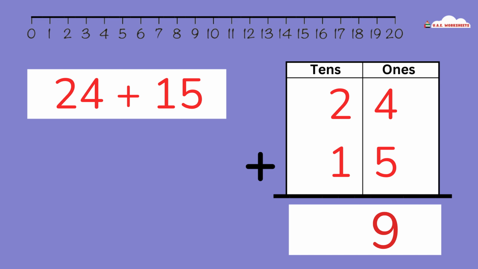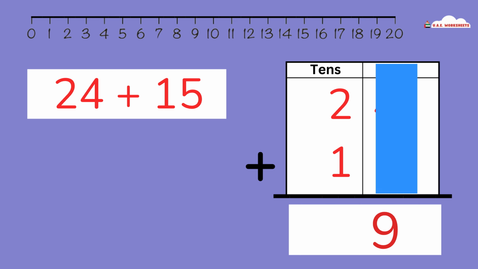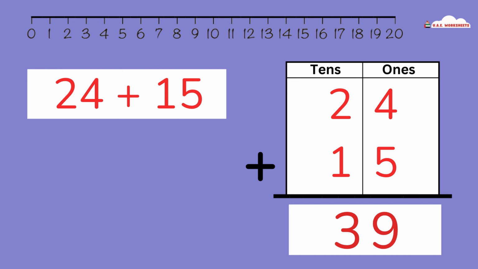Next, let's look at the tens side. 2 plus 1 equals 3, so let's write 3 at the bottom on the tens side. Now we have our final answer of 39. 24 plus 15 equals 39.